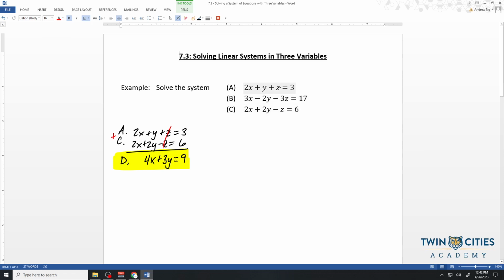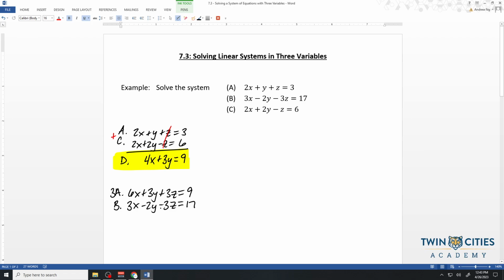If I were to eliminate Z with A and B, I would need to multiply A by 3 in order to get 3Z. So we'll do that down here. That's 3A, and then B. This means multiply everything in A by 3. So this will be 6x plus 3y plus 3z equals 9. And then B is exactly as it is. 3x minus 2y minus 3z. This is equal to 17.